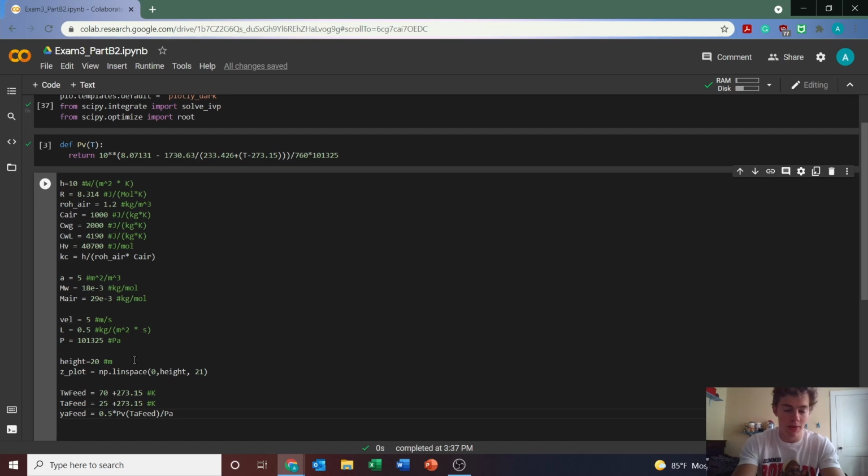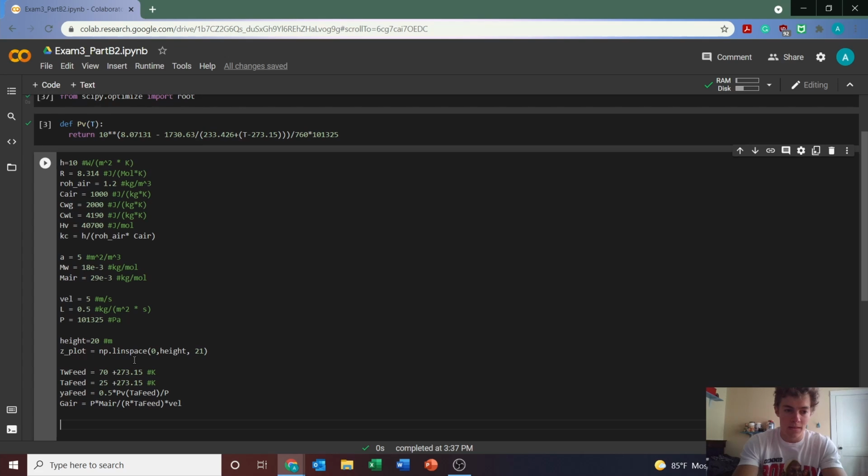And then next we're going to have our gas flow rate of our air. So that's going to be G air, and that's going to be equal to our pressure times the molecular weight of our air, divided by our gas constant times the temperature of our air feed, and that's going to be multiplied by our velocity that we were given.